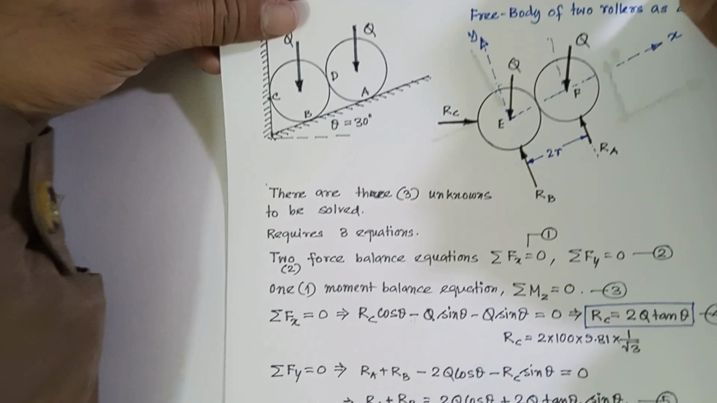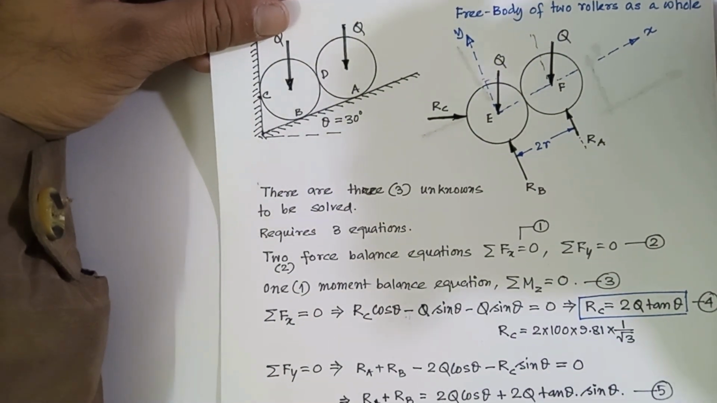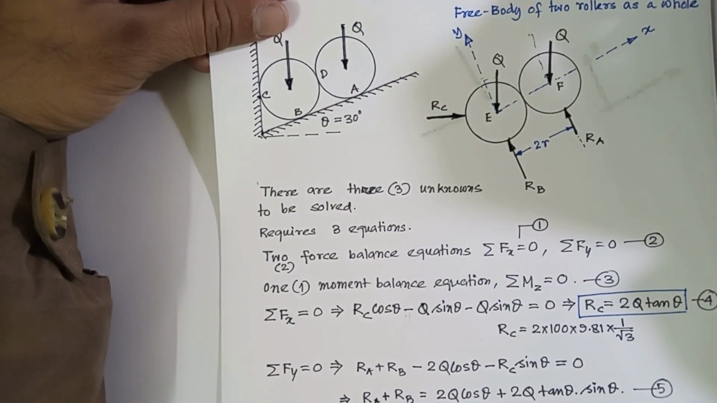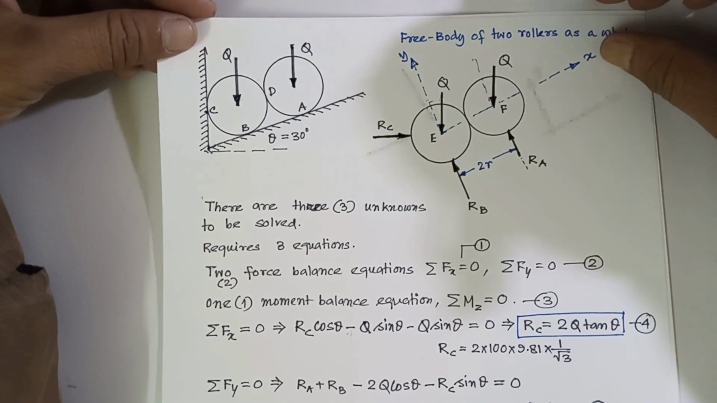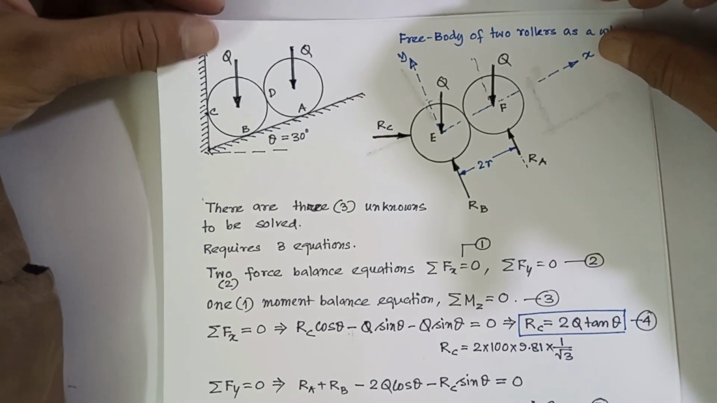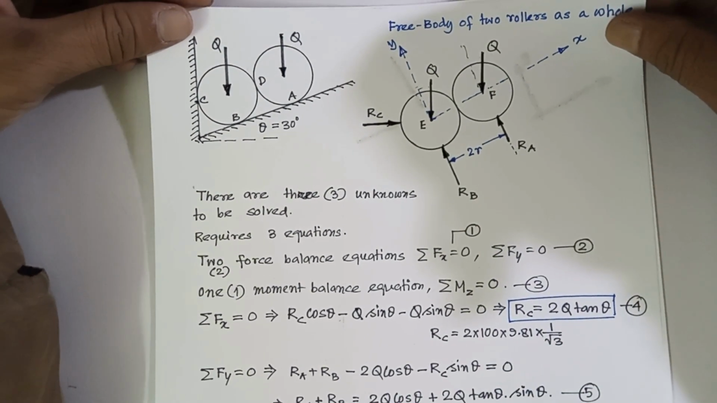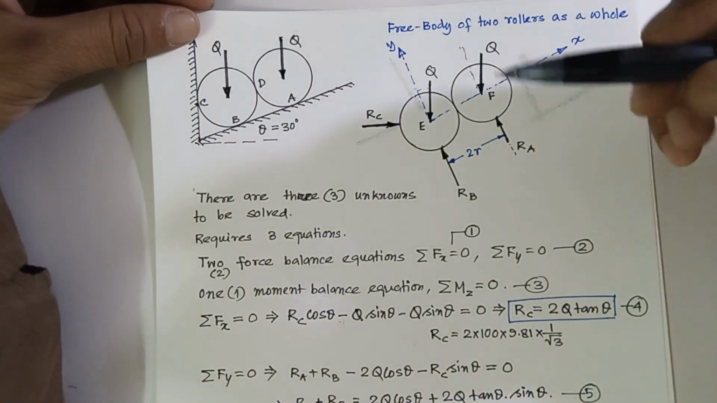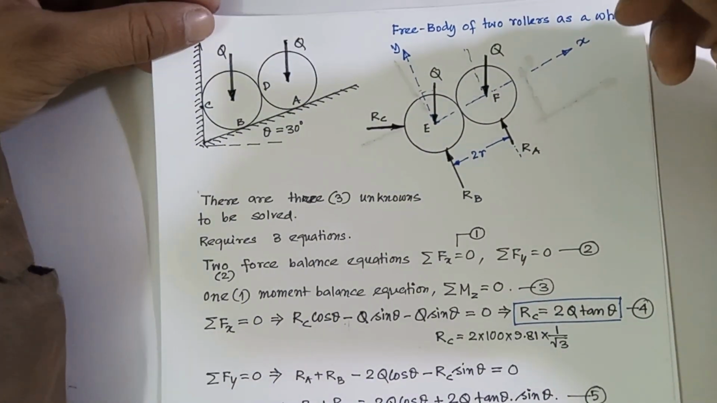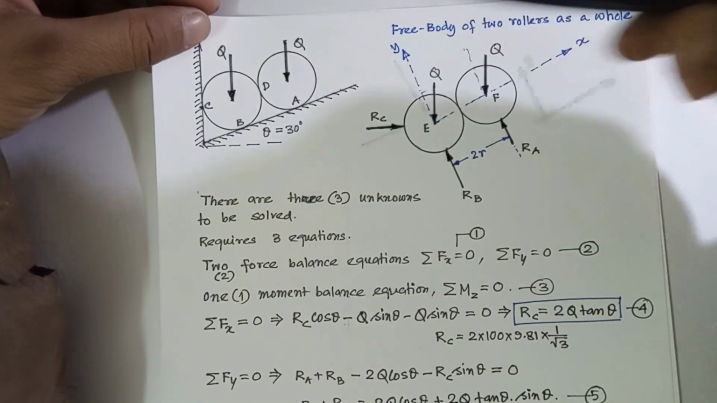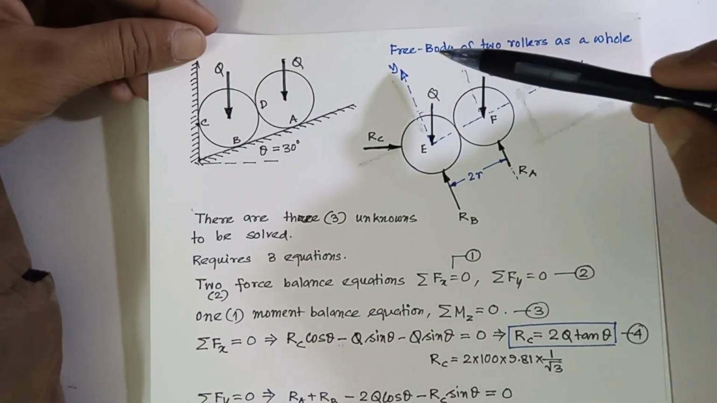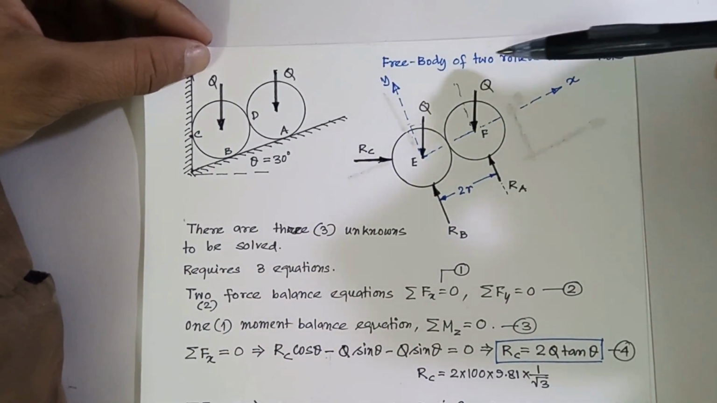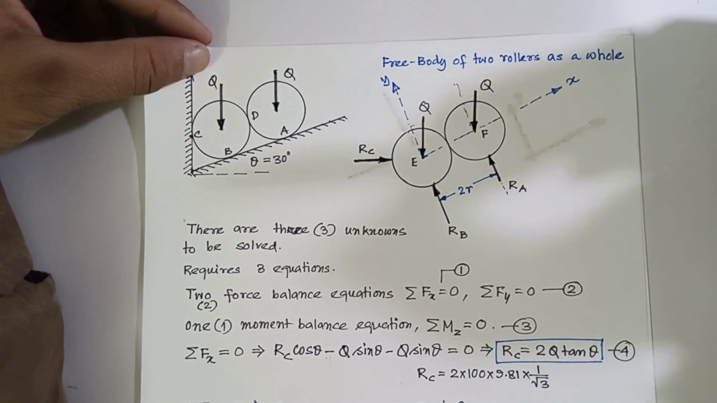That is the problem. Now, I will show you solving this problem in three different methods. Three different methods mean basically considering different free body diagrams. So, in method 1 I will show first. I start with method 1, where I will consider the two rollers together as the system. You can see that I have written the free body diagram of the two rollers as a whole.